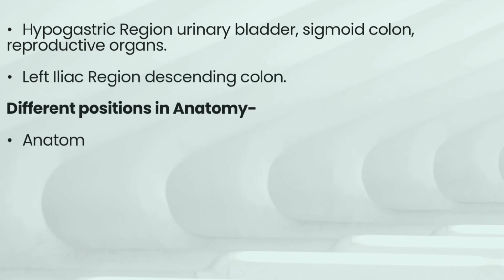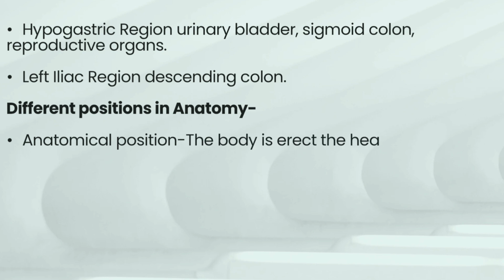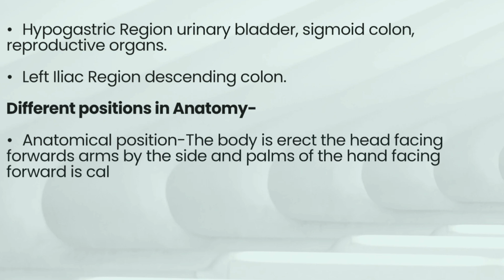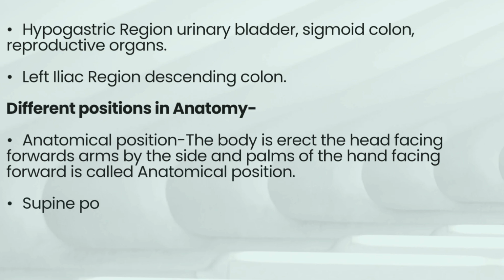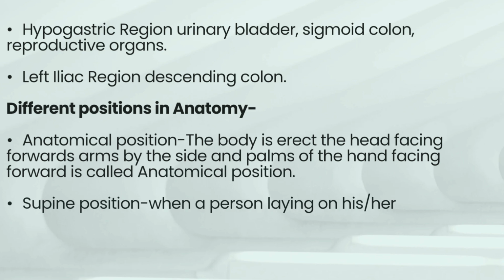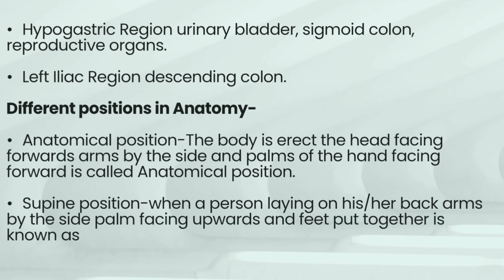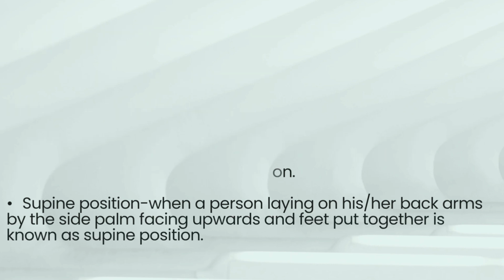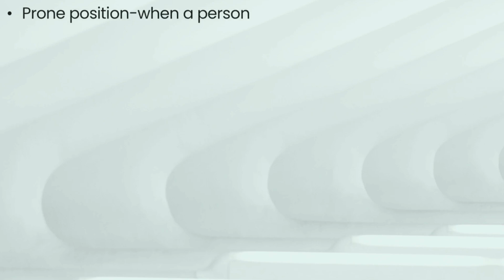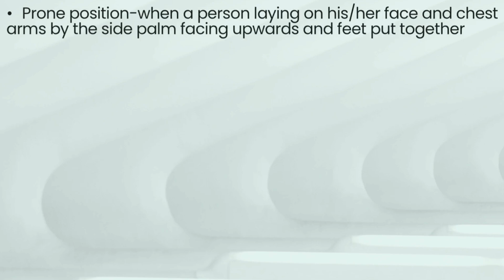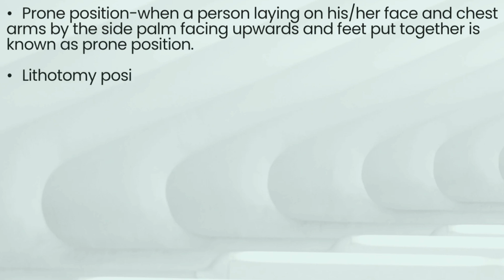Different positions in anatomy. Anatomical position: the body is erect, the head facing forwards, arms by the side and palms of the hands facing forward. Supine position: when a person is lying on the back, arms by the side, palms facing upwards and feet put together. Prone position: when a person is lying on the face and chest, arms by the side, palms facing upwards and feet put together.